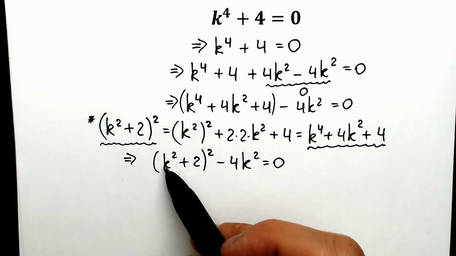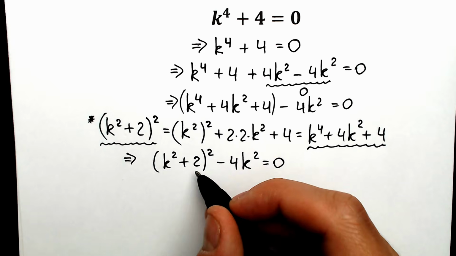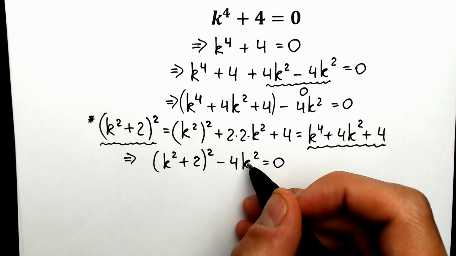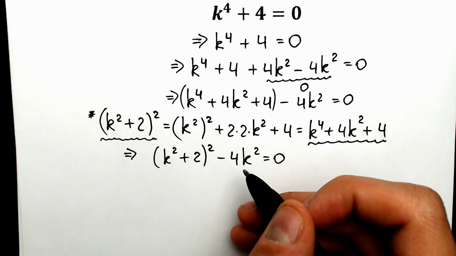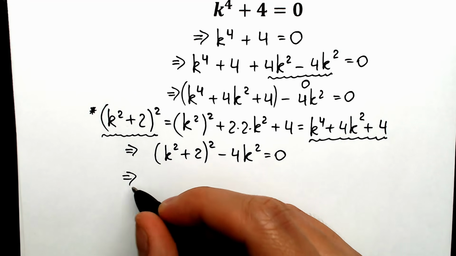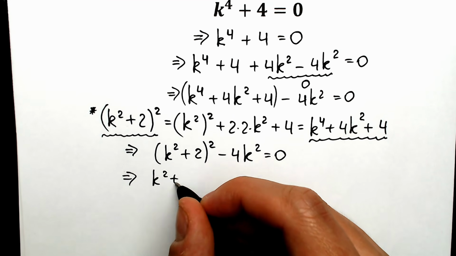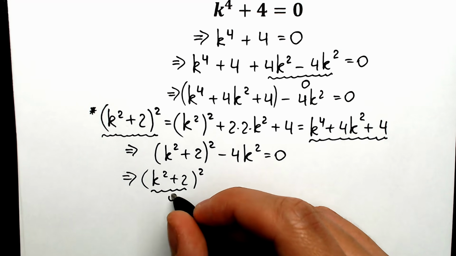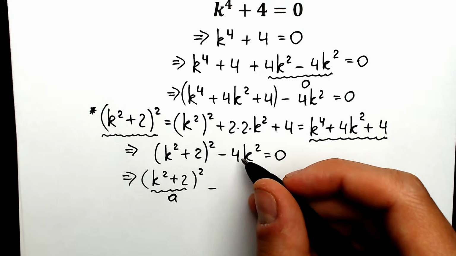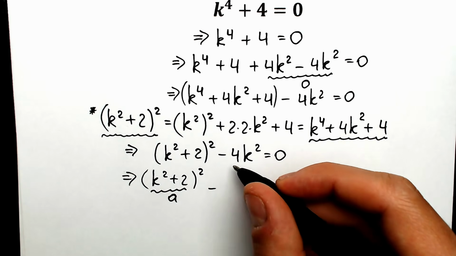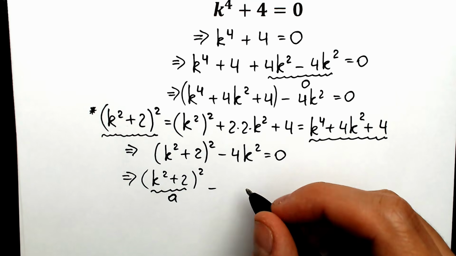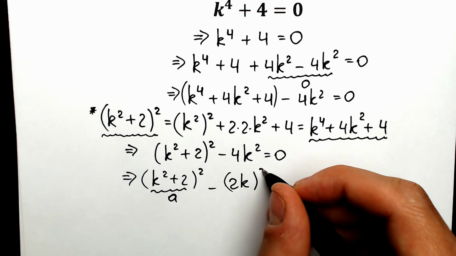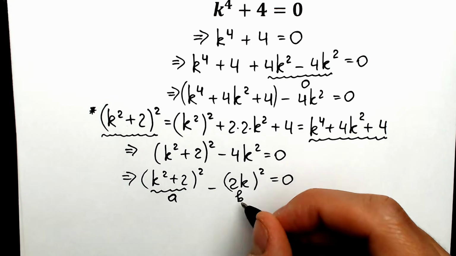Right now we have, for example, this is our a. We have a squared, this is our parenthesis squared, and right here let's write this 4k squared in this way. So we have k squared plus 2, this is our a, and let's write the other one in the same way, as parentheses raised to the power 2. So we can write it as 2k raised to the power 2 equal to 0. Okay, so I hope you understand what I mean.